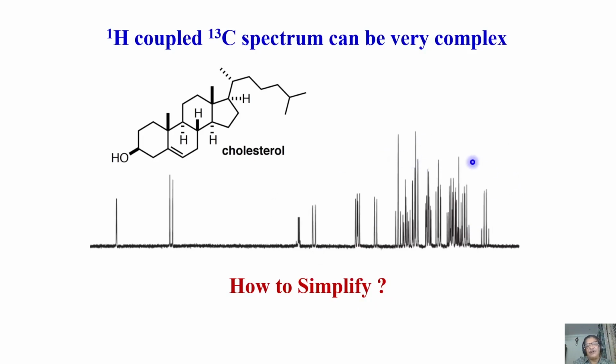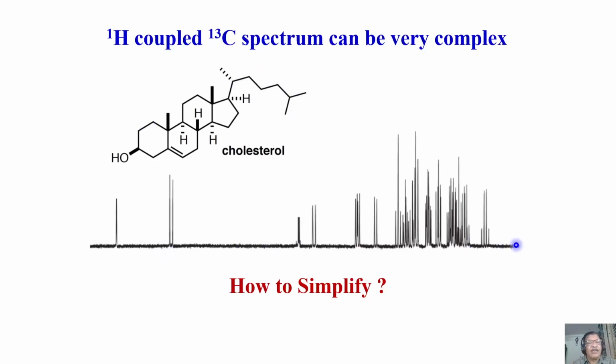See, first of all, the carbon 13 spectrum is always recorded with a decoupling mode. This is a proton coupled carbon 13 spectrum. As I saw, this is a CH3. This carbon will be a quartet, this will be a quartet, this will be a triplet, this will be a triplet, this will be a doublet, like that. So varieties of multiplicity patterns you are seeing.